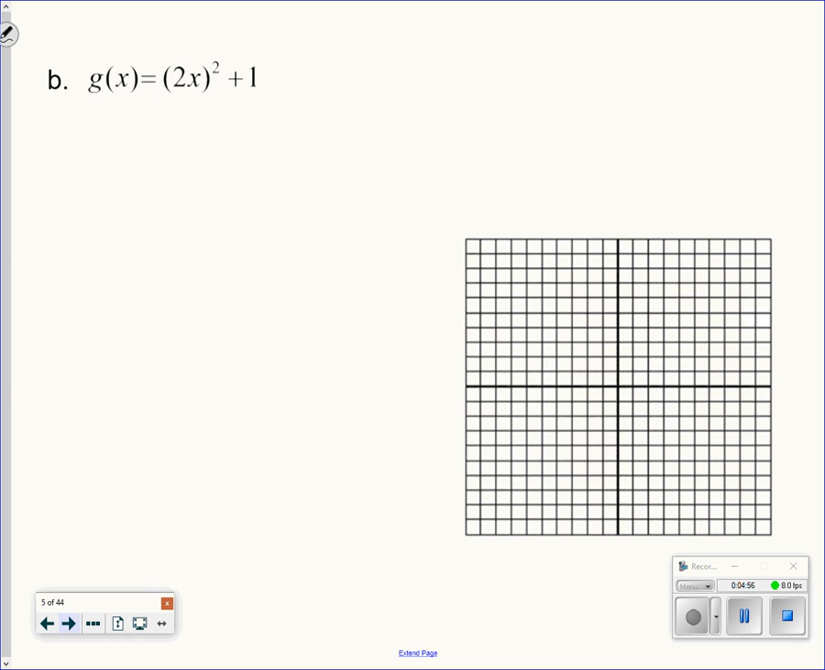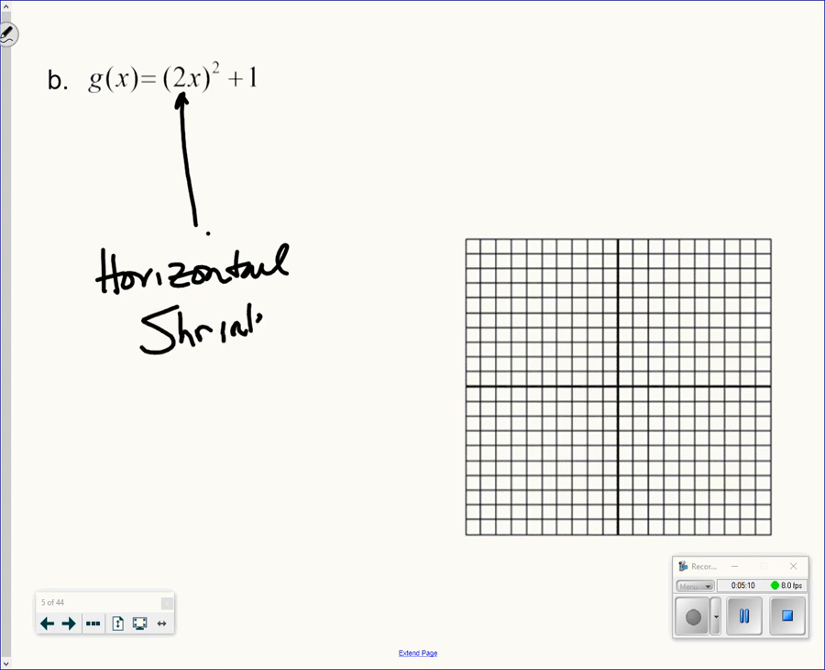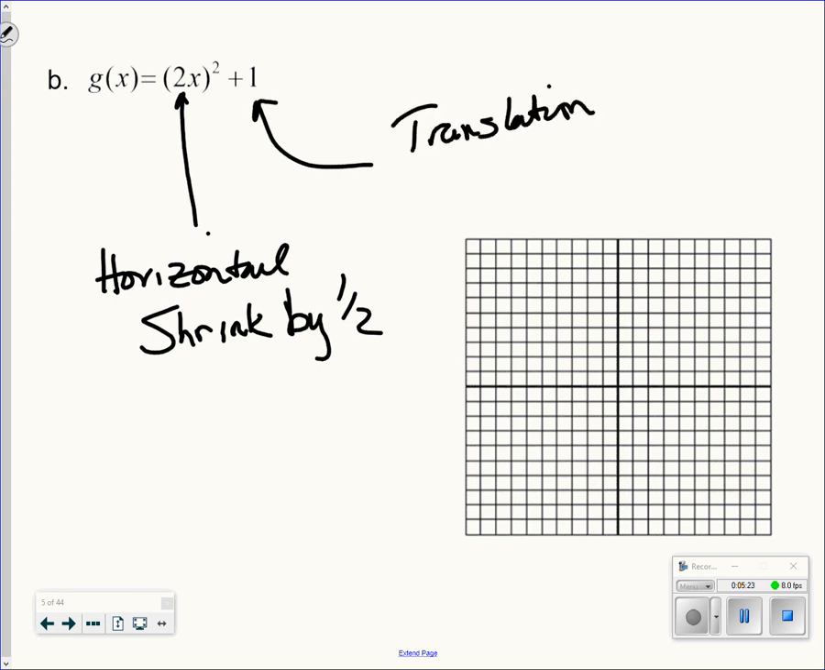Notice they're replacing the x with 2x. So that is a horizontal, and now some of you are going to be confused by this, a horizontal shrink by a half. If I am replacing x with 2x, that is a shrink. And then the plus 1 on the outside goes back to being a translation up 1. Now, they wanted me to go ahead and graph this. So let's say I made an XY chart.